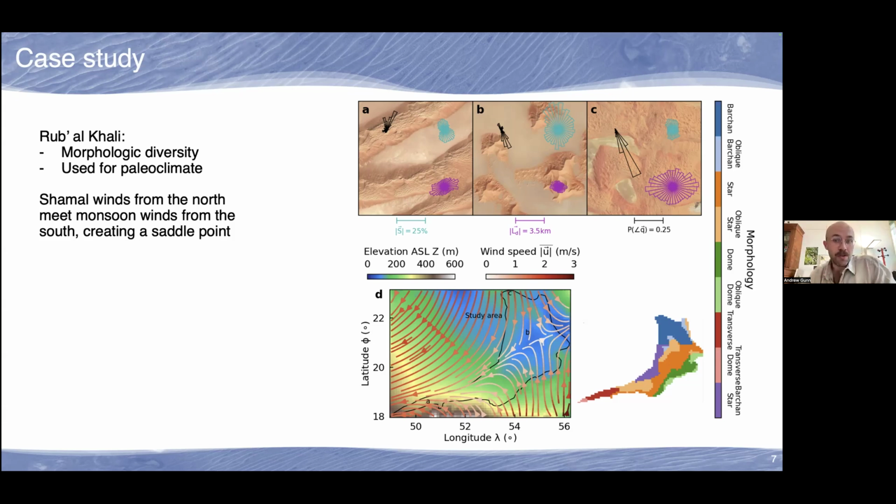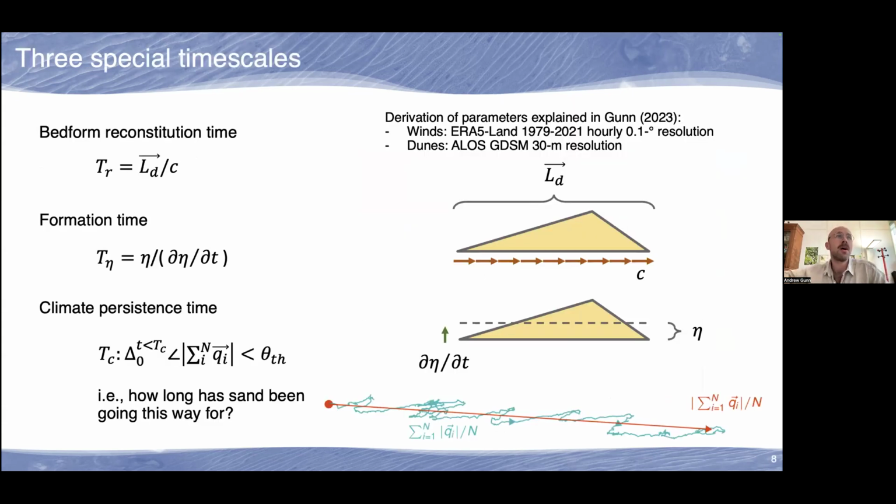So on that sort of timescale that we're talking about, right, the hundreds of thousands of years sort of timescale. So yeah, as I noted kind of crudely in the previous slide, I want to define three timescales here, and the first one is the one I already talked about, the bedform reconstitution time. It's the time it takes for dunes to migrate one wavelength. So that's the length divided by the speed.